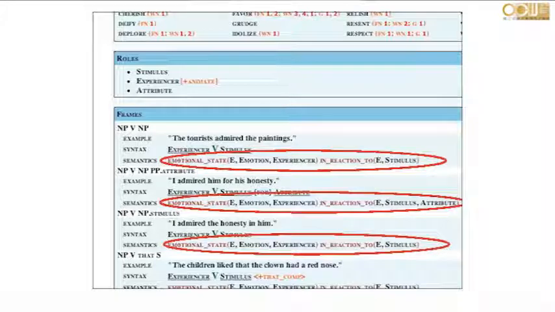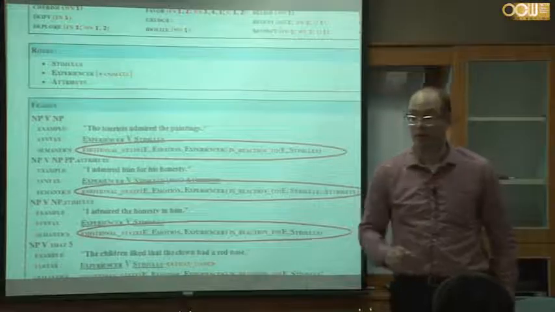Now, there's also this event variable E. If you've never seen Davidsonian semantics, don't worry about E. It really doesn't mean anything at all. You can sort of ignore it. There are philosophical reasons to be interested in it, but we can ignore it. So these, in reaction to, emotional state, emotion, these are the semantic features that I'm interested in.